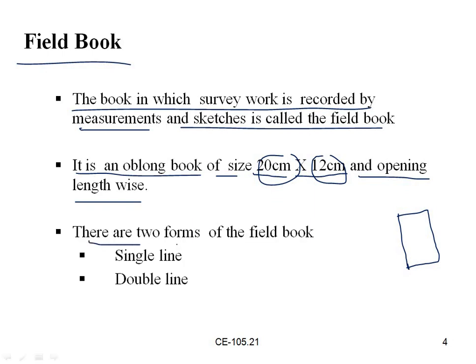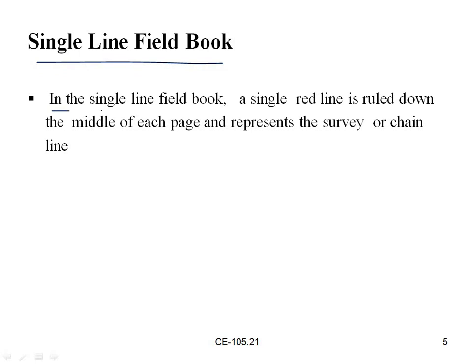There are two forms of field books: one is single line and another is double line. This is very important. A single line field book is used in surveying for small works, and the double line is used for large works.